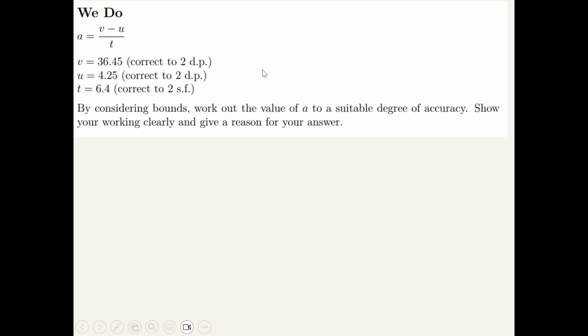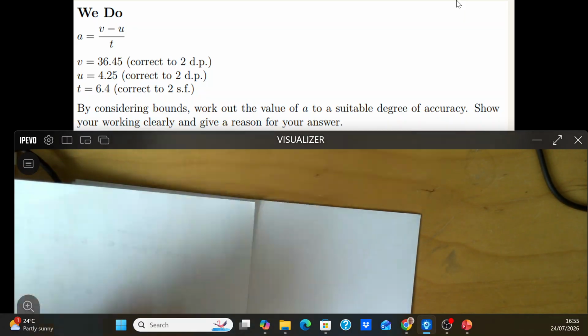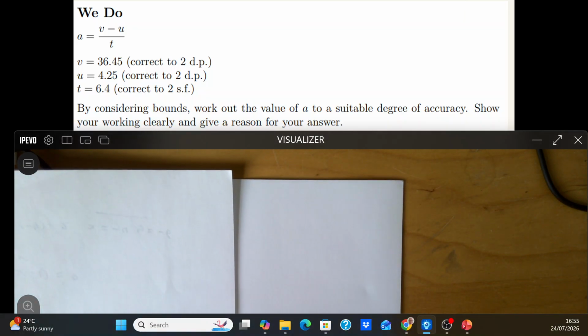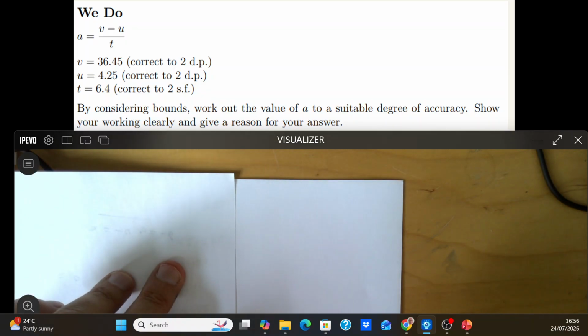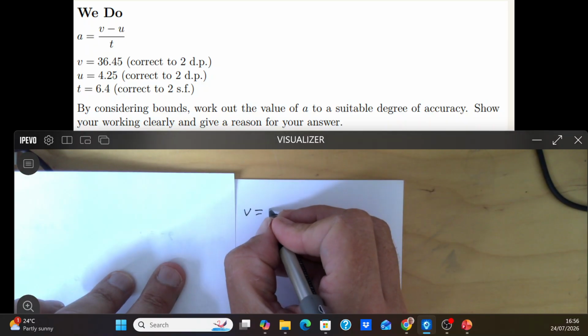Now, turning on to the next question, you're going to have a go with me. So looking at it, what was the first thing I did? Correct, I wrote the bounds for each number. You can write the bounds for each number. Well, I do mine.